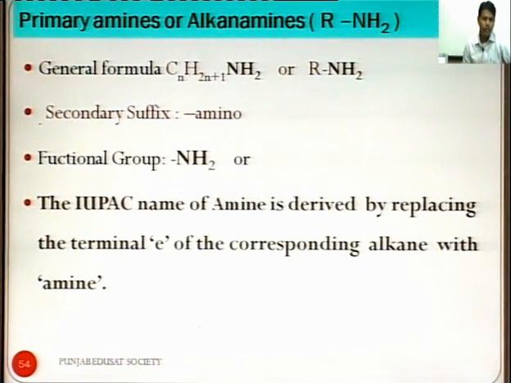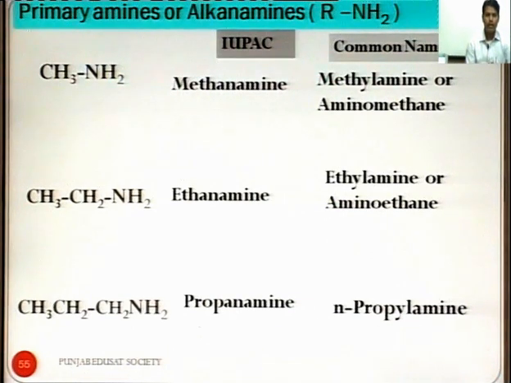Next is the general formula for primary amines. The general formula is RNH2. R is an alkyl group, the functional group is NH2. The IUPAC name of an amine is derived by replacing the terminal e of the corresponding alkane with amine. Primary amines or alkanamines. The first member is methanamine, common name methylamine. Next is ethanamine, common name ethylamine or aminoethane. The next member is propanamine, the common name is n-propylamine.